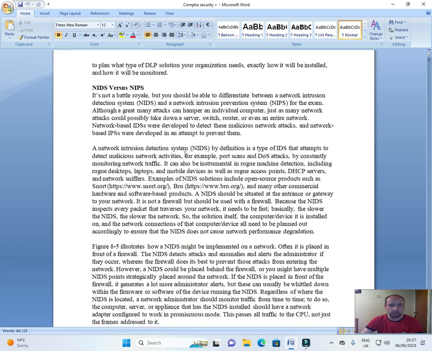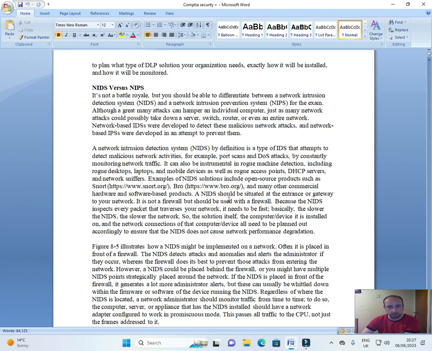A network intrusion detection system (NIDS) by definition is a type of IDS that attempts to detect malicious network activities, for example port scans and DoS attacks, by constantly monitoring network traffic. It can also be instrumental in rogue machine detection, including rogue desktops, laptops and mobile devices, as well as rogue access points, DHCP servers and network sniffers. Examples of NIDS solutions include open source products such as Snort, www.snort.org, Bro, www.bro.org, and many other commercial hardware and software based products.